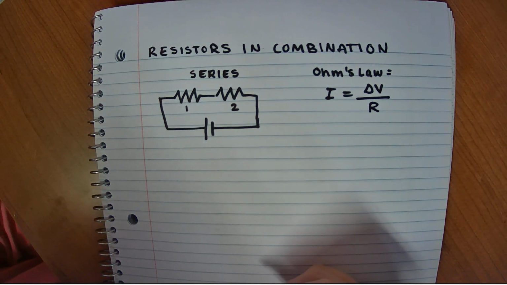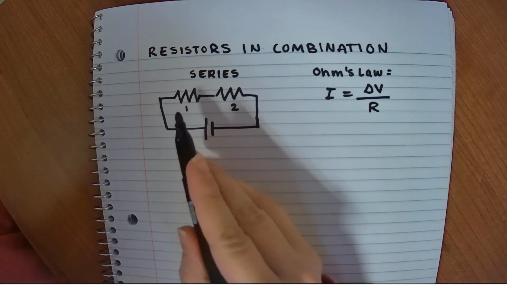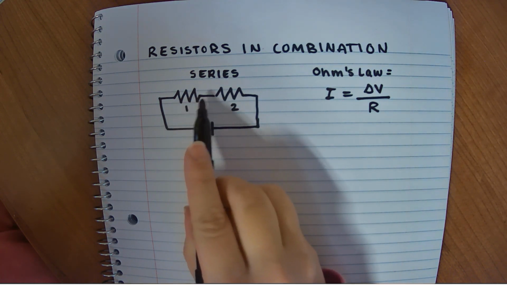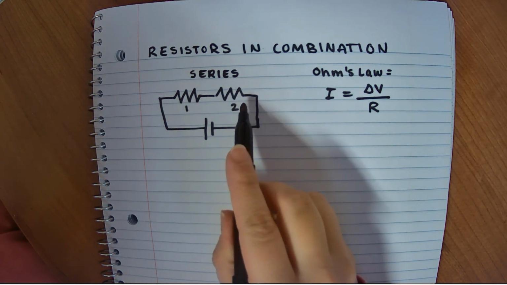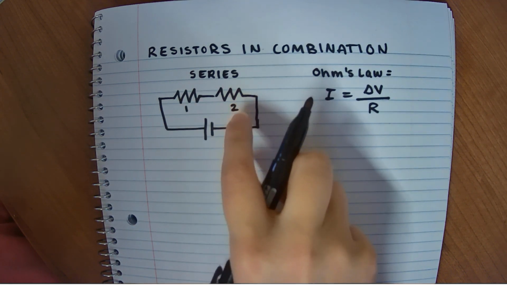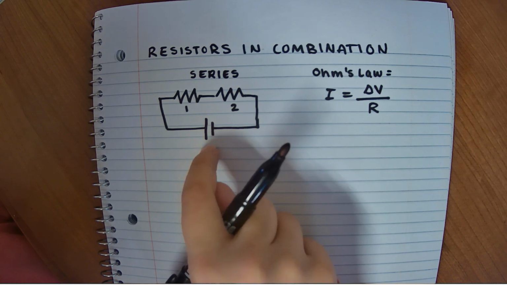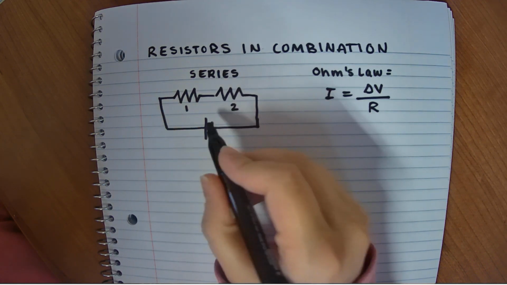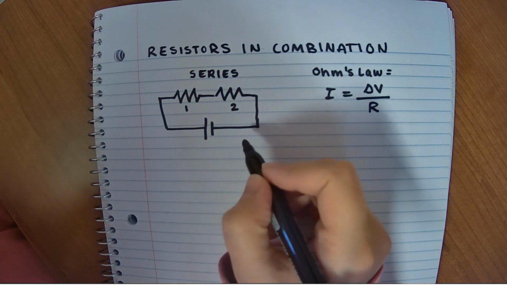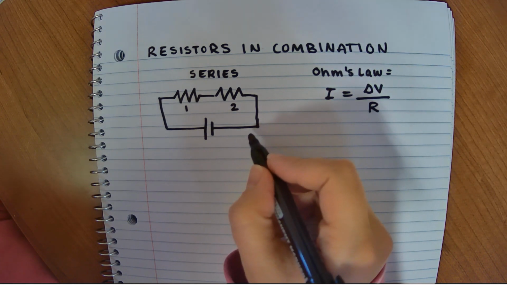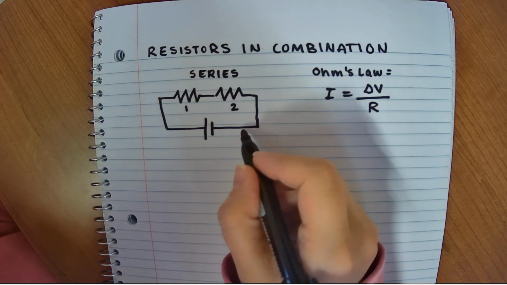So, if we think about this in series, we know that the potential difference across resistors is not equal to each other. And we know that current across resistors in series is always equal to each other. And we know this because, okay, let's use a river analogy.